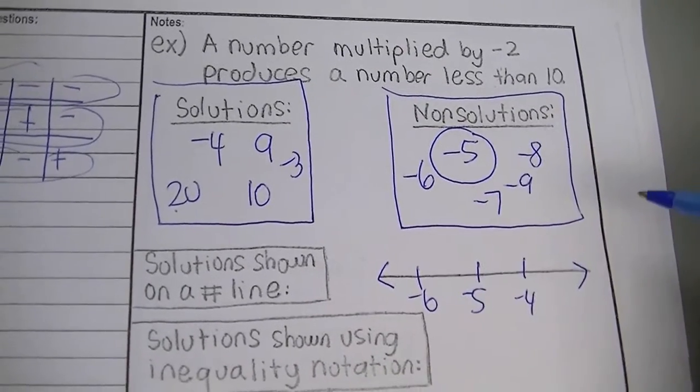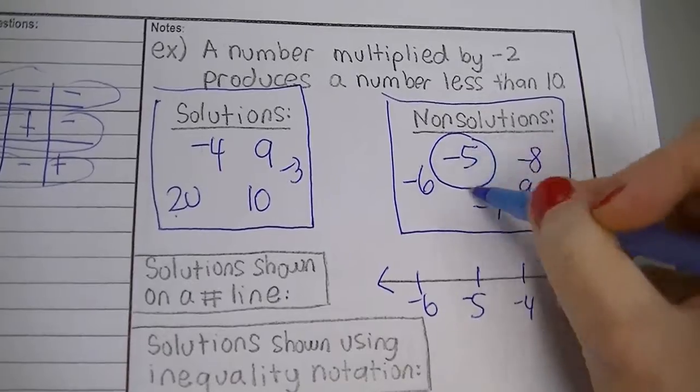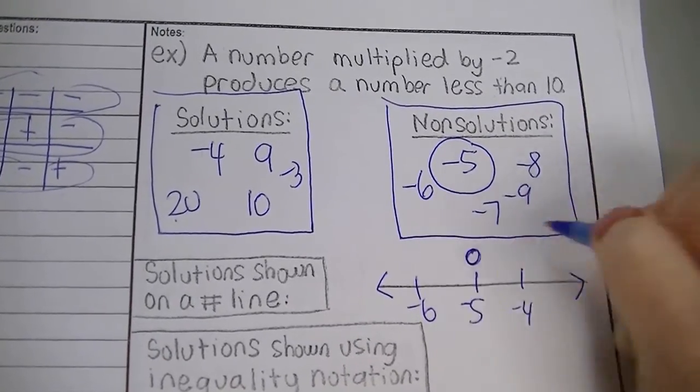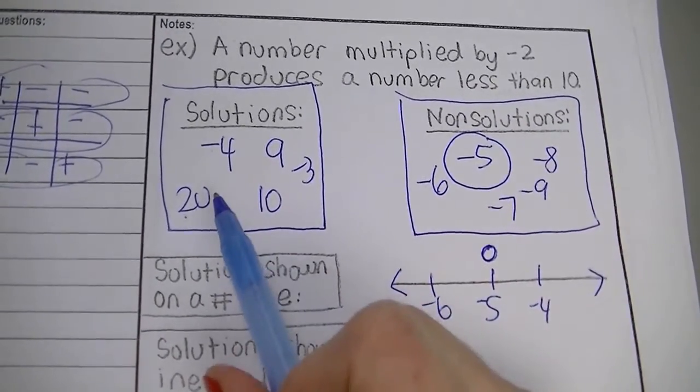Okay, open circle or closed circle? It's an open circle because that -5 is a non-solution. So open circle that sucker. And let's see these solutions. Which way do they go?